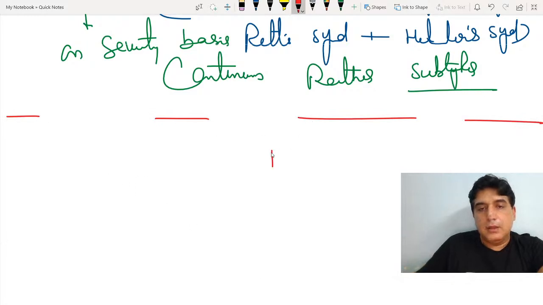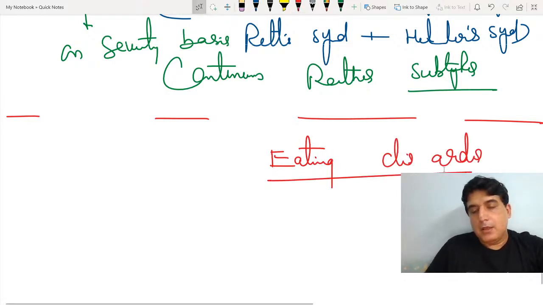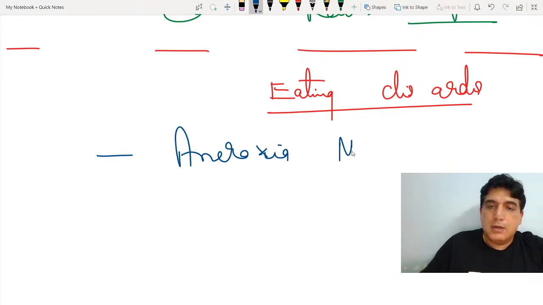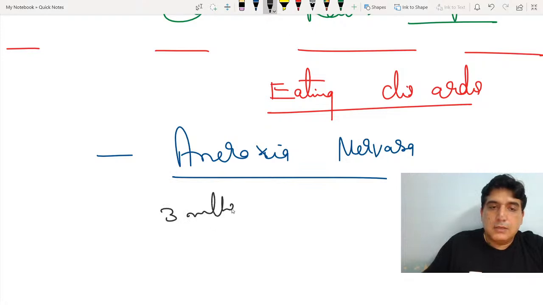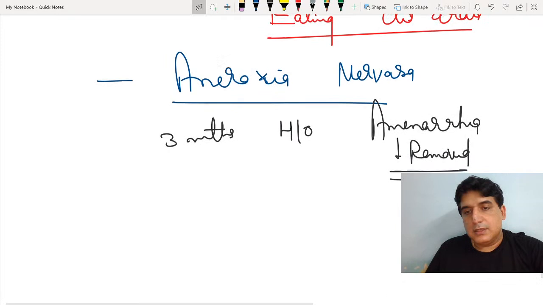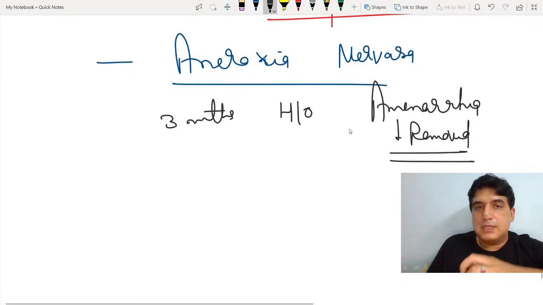Okay, in eating disorder, in anorexia nervosa, the 3 months history of amenorrhea criteria has been removed. This 3 months criteria has been removed. We don't use this as a core criteria.